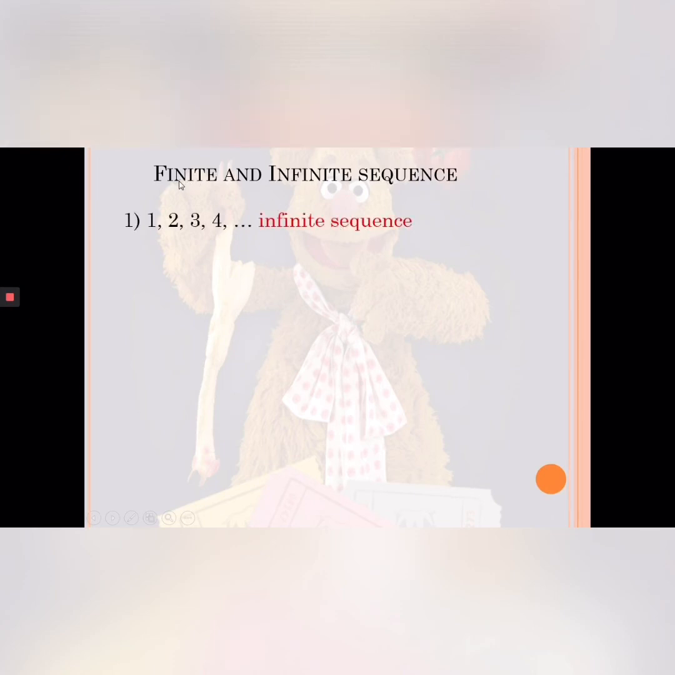The next slide is we are going to discuss finite and infinite sequence. Okay, so I think it's very easy to identify the difference between finite and infinite sequence. So I'll just go ahead and provide easy examples. So number one, we have 1, 2, 3, 4, comma, and then dot dot dot. Since there is a dot dot dot sign, it means it is an infinite sequence.